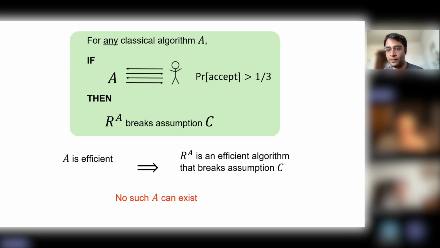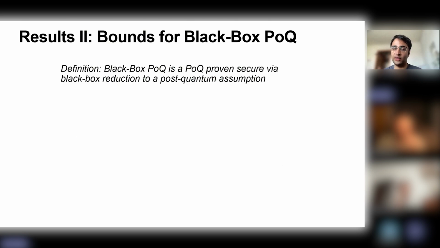Okay, so now with this background, we can state our results for our bounds on a slightly limited set of proofs of quantumness that still nonetheless capture all known constructions so far. So first, let's define what I mean by black box proof of quantumness. A black box proof of quantumness is a proof of quantumness that is proven secure via black box reduction to a post-quantum assumption. Now, why post-quantum assumption?